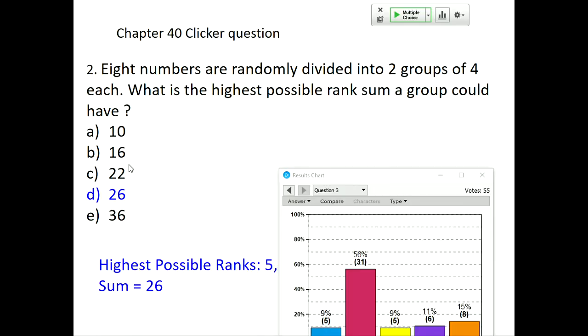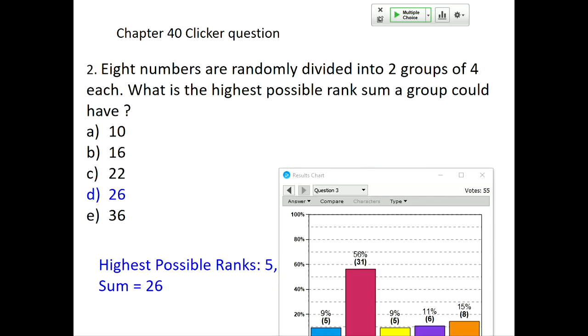Great, because each one would beat all 4 of the other numbers, outscore all 4 of the other numbers. So it would be 4 plus 4 plus 4 plus 4. And as we said before, this is a good example where you can translate from a rank sum into a U-stat by just subtracting off the lowest group: 26 minus 10 is 16. All right, so that's pretty good.